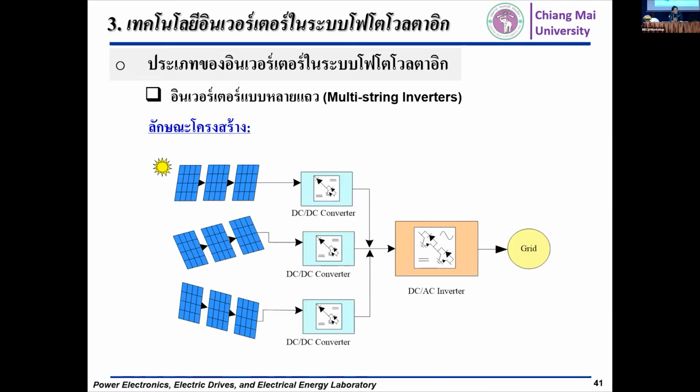And here shows the multi-string inverter. The main question is what is the difference between the multi-string inverter and the string inverter? The output of the DC converter in the multi-string inverter is DC. We mix between the central and string, called multi-string. We use DC to DC converters and one common central inverter. This is called the multi-string inverter.